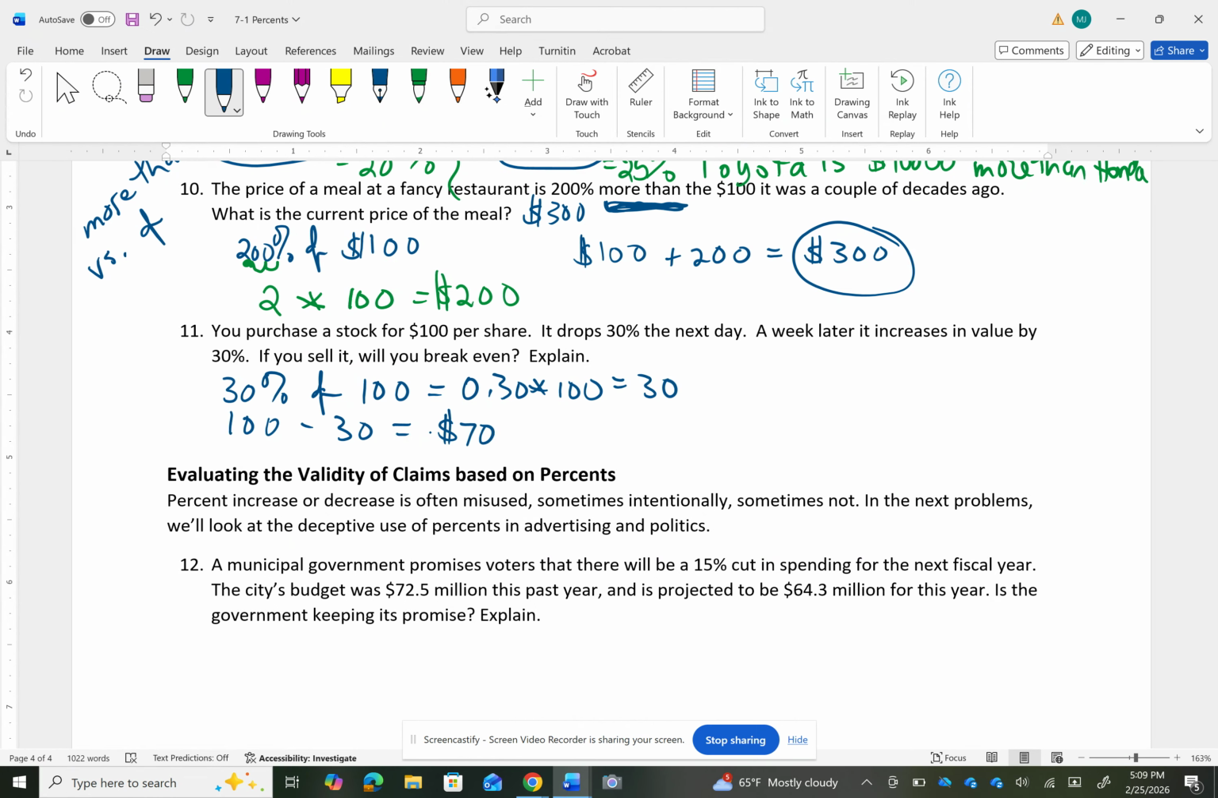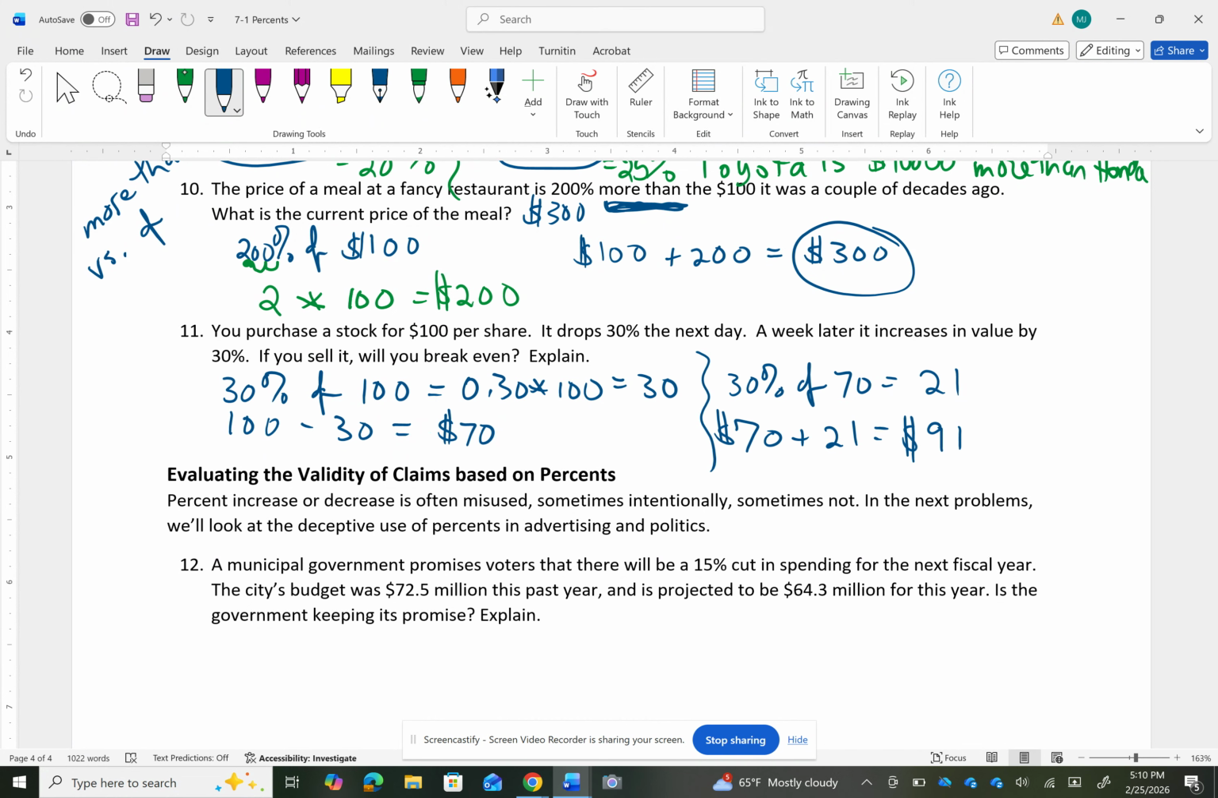All right, but a week later, it says it increased by 30%. All right, so if it was $70 and it increased by 30%, let me calculate 30% of 70 to get the amount of the increase. That would be 21. But you see how that means that my stock is now worth, at that moment, it would be back up, but it would only be back up to $91.